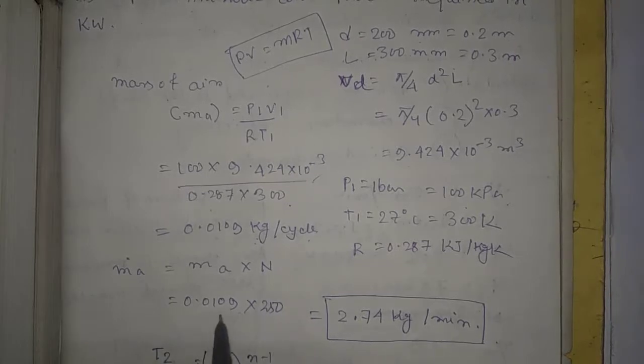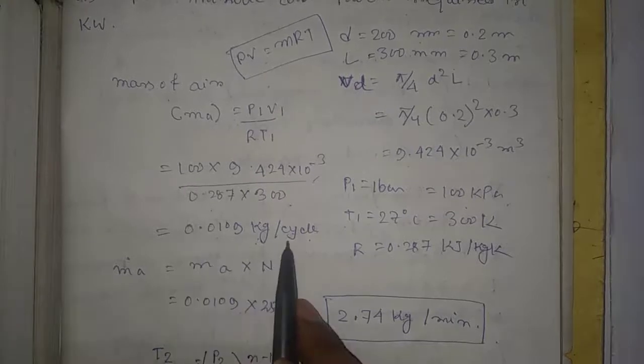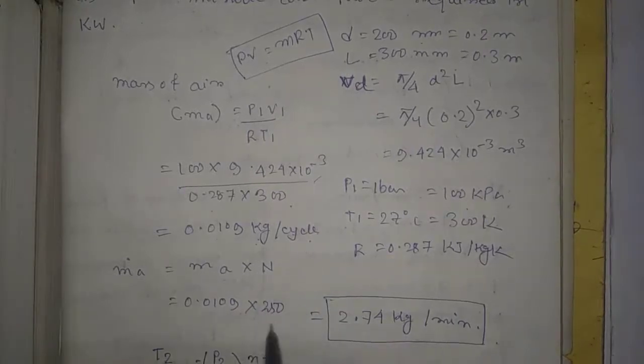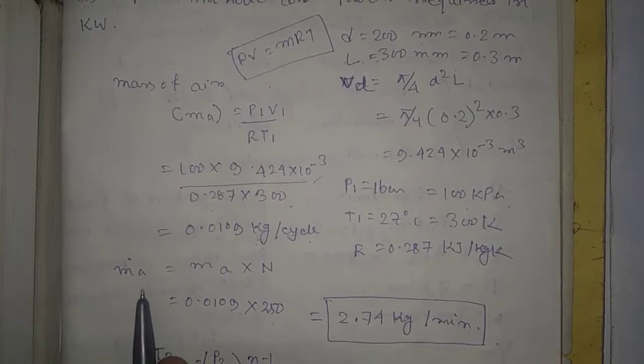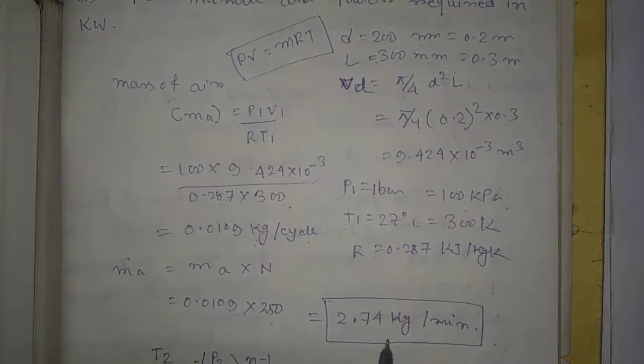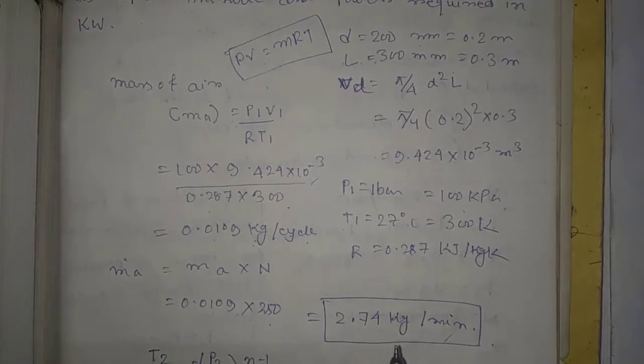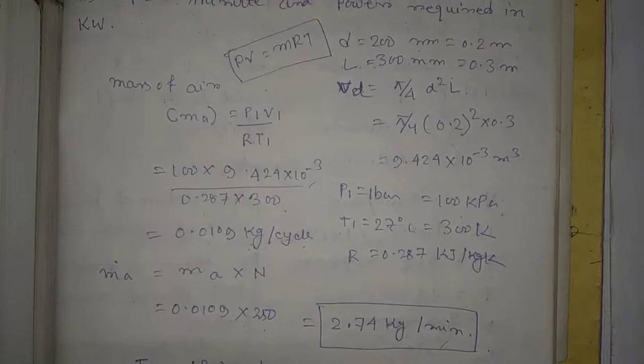So 0.0109 kg per cycle into rpm, the number of revolutions. The answer will be the mass of air compressed per minute, that will be 2.74 kg per minute. Okay, so this is the amount of mass compressed per minute.